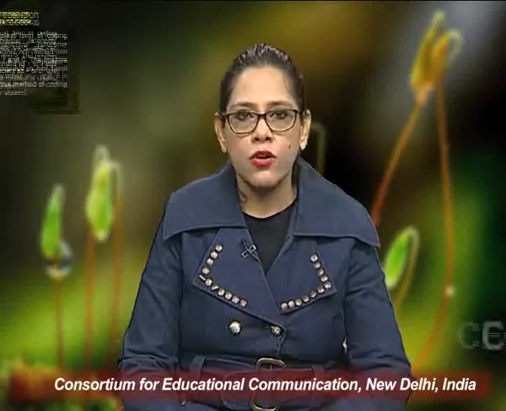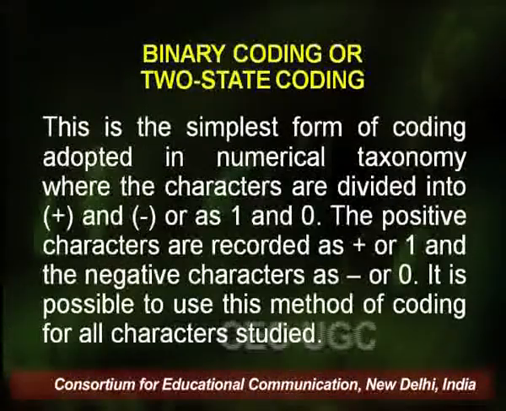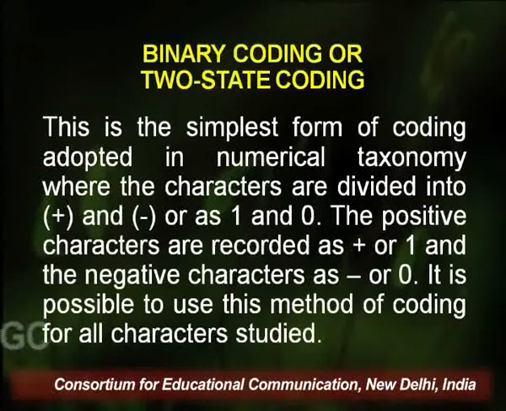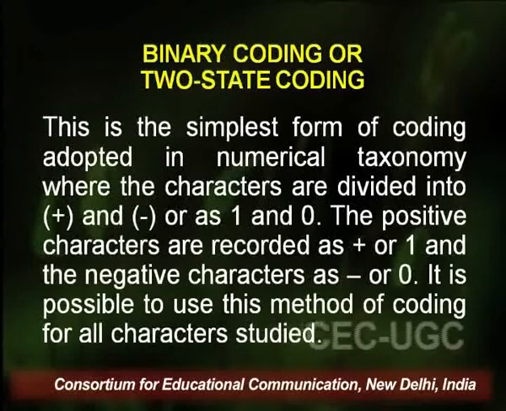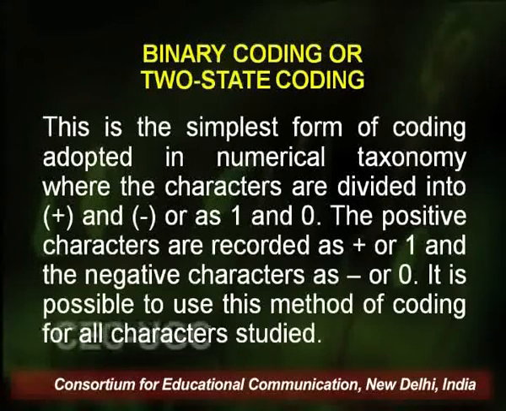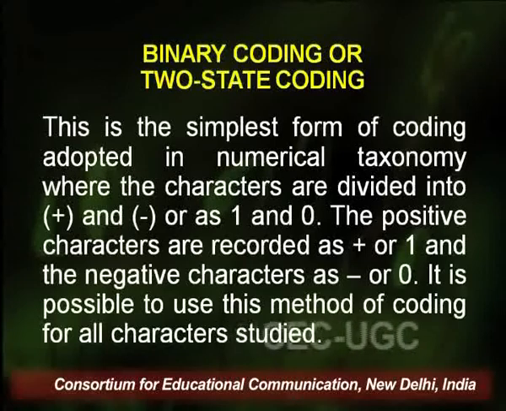This is the simplest form of coding adopted in numerical taxonomy, where the characters are divided into plus or minus. They are given these signs or designated 1 or 0. The positive characters are recorded as plus sign or 1 and the negative characters as minus or 0. It is possible to use this method of coding for all characters studied. In case a particular character is not present in the OTU being examined, then which symbol do we give? We give NC. This indicates that there is no comparison for that character.